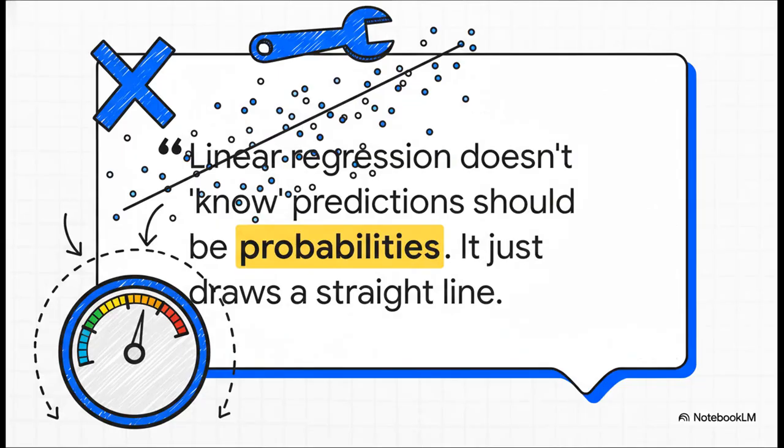And this gets to the heart of it. It's not that the model is dumb or broken. It's doing exactly what we told it to do. Find the best straight line it can. It just has no clue, no concept that our answers have to be probabilities, that they have to be stuck between 0 and 1. We're just using the wrong tool for the job.